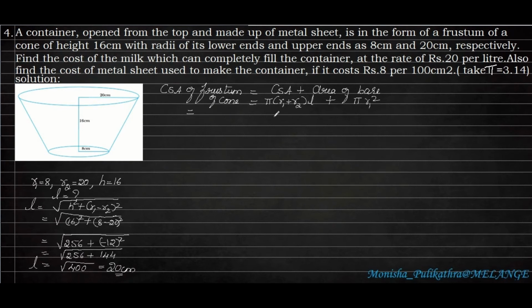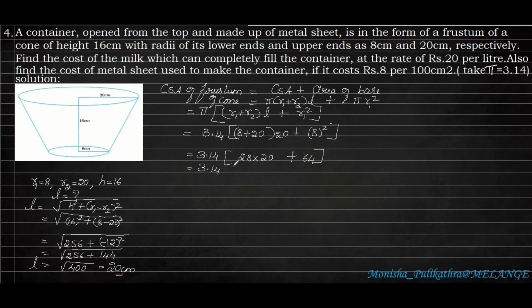Next we have to substitute for each and every component of it. Here pi is common, so we can take pi common. Remaining will be R1 plus R2 into L plus R1 square. So pi 3.14 into R1 plus R2. R1 is 8 plus R2 is 20 into L is also 20 plus R1 square is 8 square. Next, 3.14 into 20 plus 8 is 28 into 20 plus 8 square is 64.